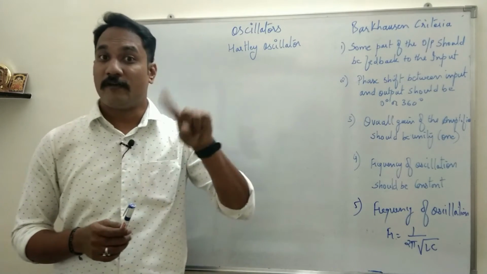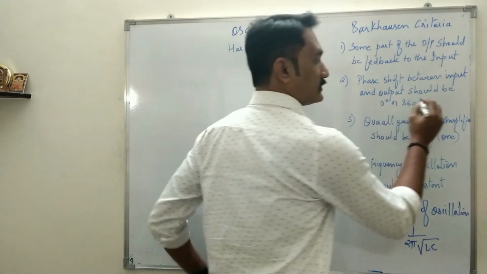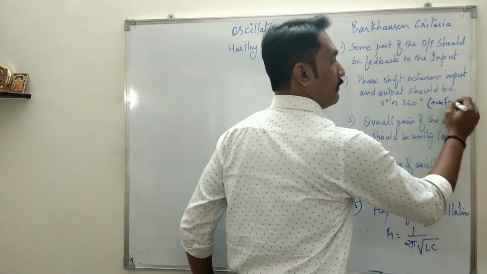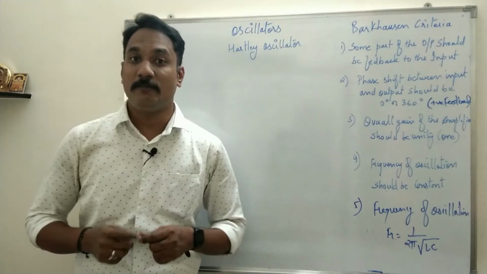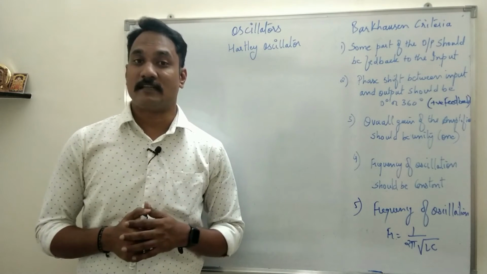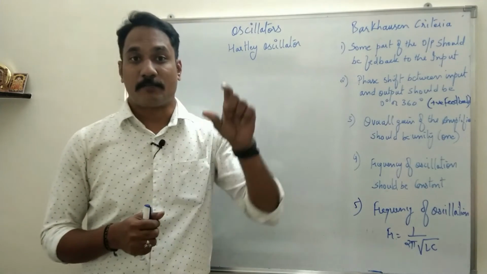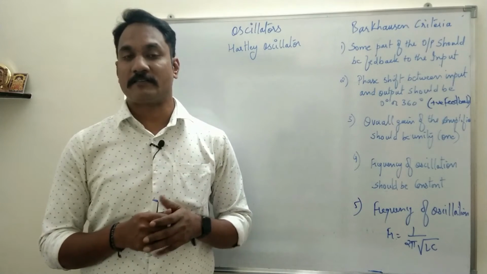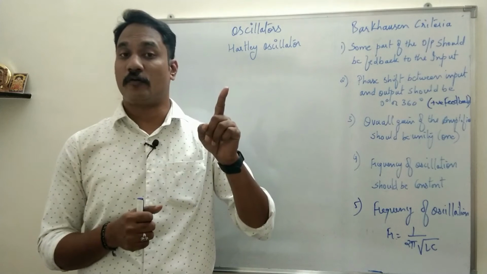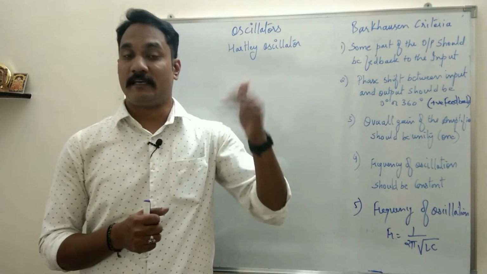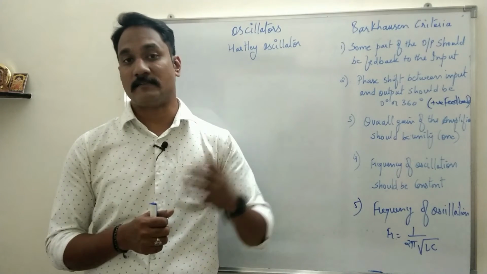Second criterion, the phase shift between input and output should be 0 degree. In that case, that is a positive feedback. We have to give positive feedback. I have explained that with negative feedback we can use the transistor as an amplifier, because sometimes we need to suppress the gain, and to keep the amplifier stable there is a necessity to provide negative feedback. But when you provide positive feedback, the gain keeps on increasing, and that is where we will use the transistor as an oscillator.